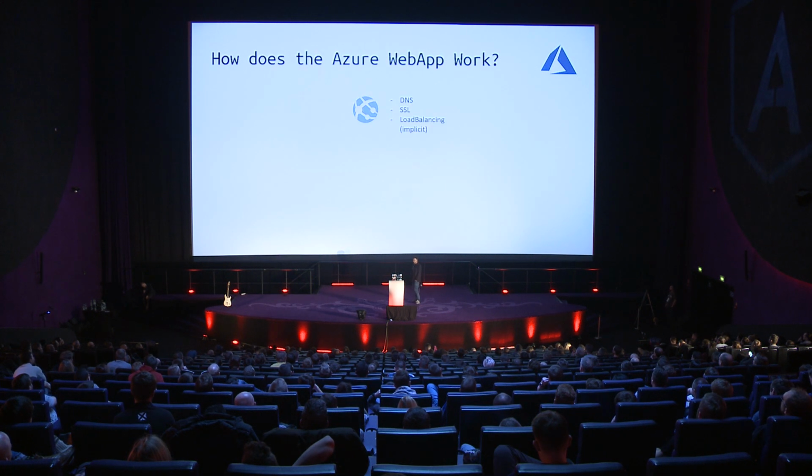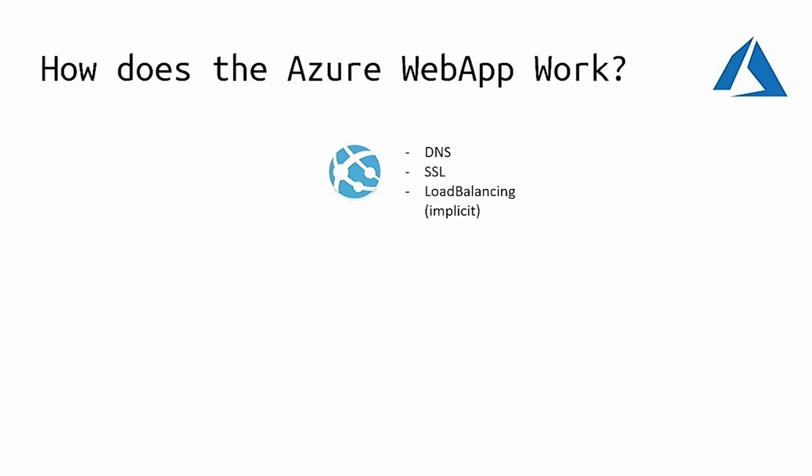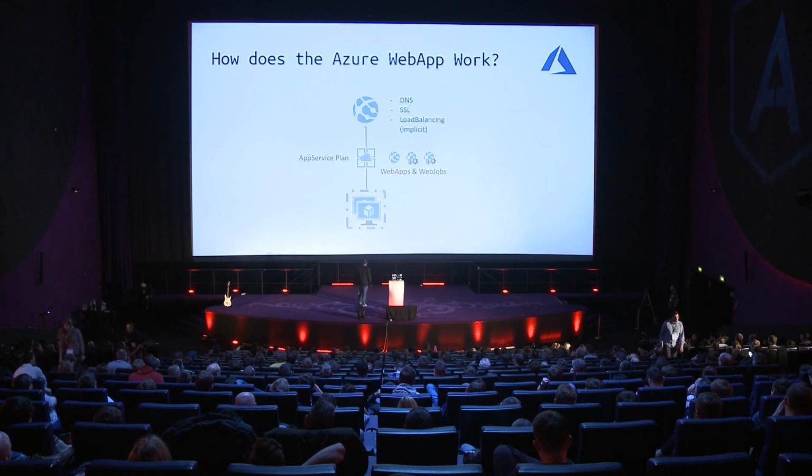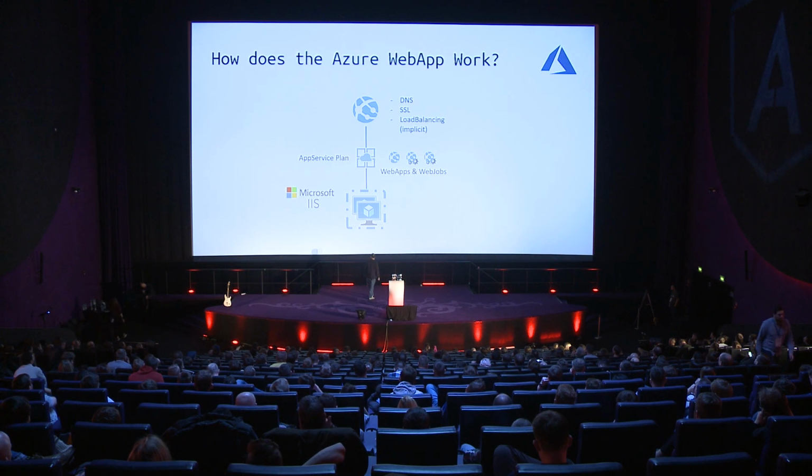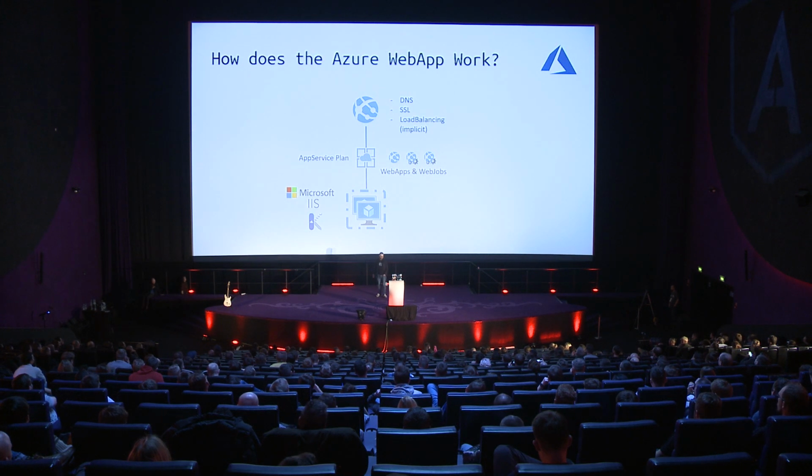So how does this work? When we create a web app, we create an instance of it. It comes with DNS, SSL, implicit load balancing if we're using multiple instances. So this is running in something that's called an app service plan, which is capable of running additional web apps as well as web jobs. And the app service plan is an abstraction that abstracts away a pool of underlying virtual machines which are running the Microsoft IIS server, if you're running on Windows, or Kudu. So Kudu is an engine used to run the web jobs.